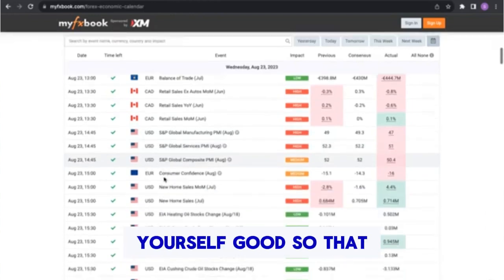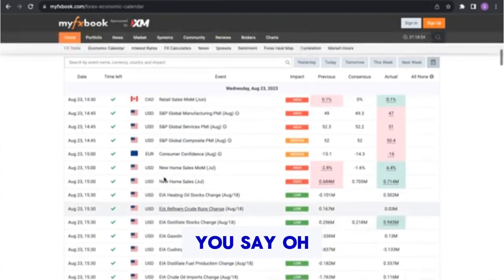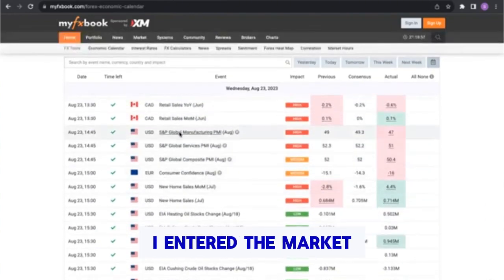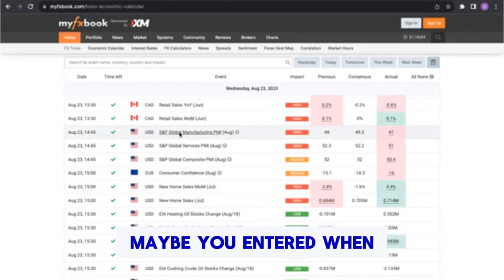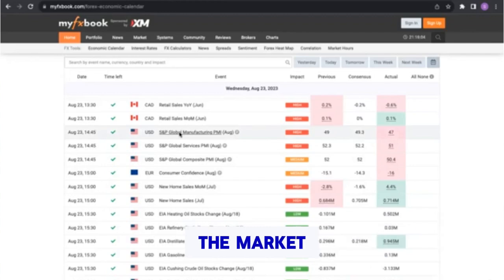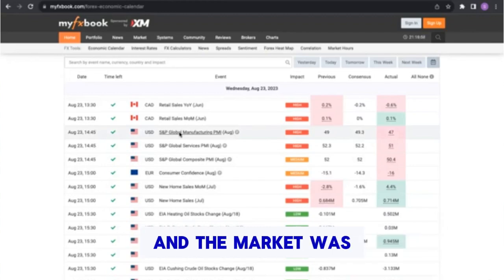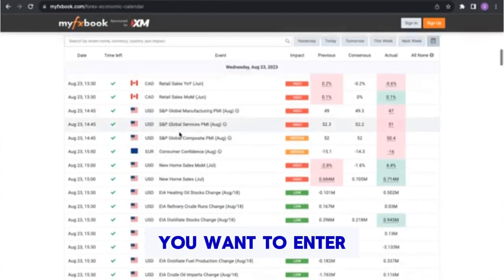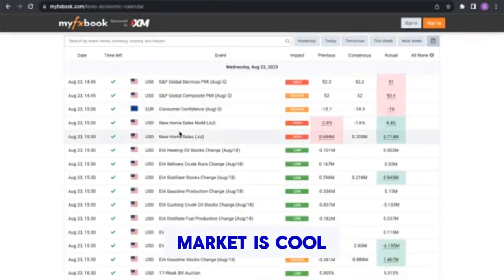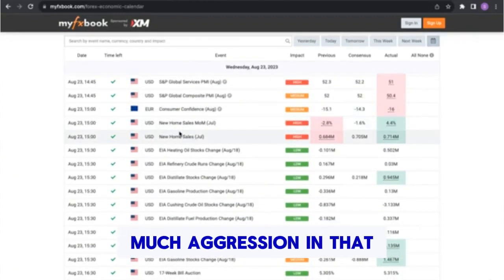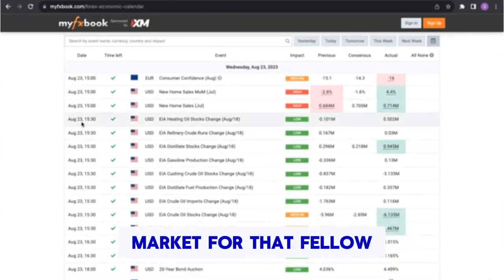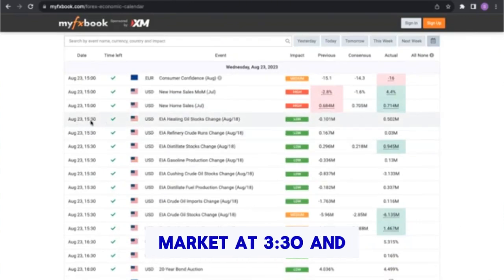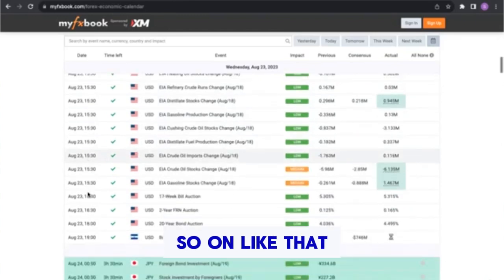So you will do yourself good, so that you don't say, oh, the moment I entered the market it just went up, it just went down and it hit my stop loss immediately. Well, unfortunately, maybe you entered when there was news in the market and the market was volatile. So you want to enter the market when the market is cool, when there's not much aggression in that market. You can enter the market at 3:30 and so on like that.